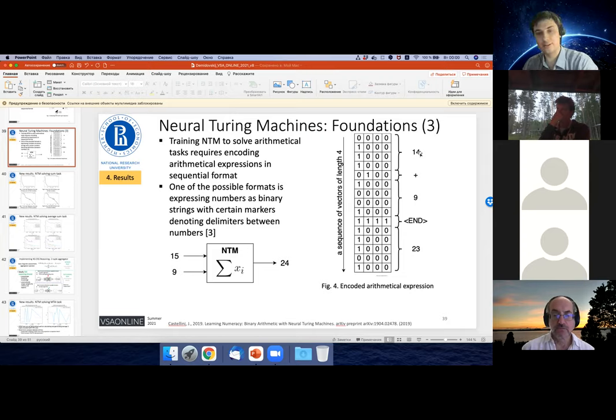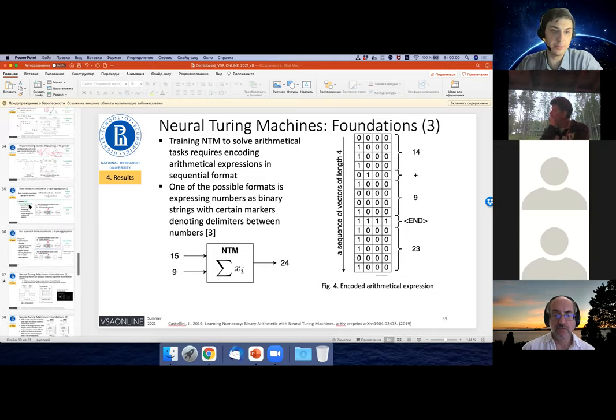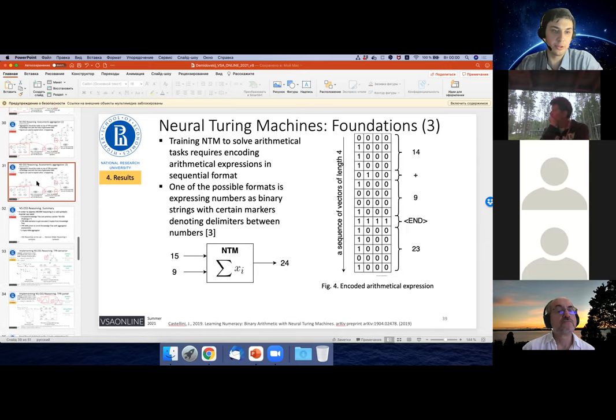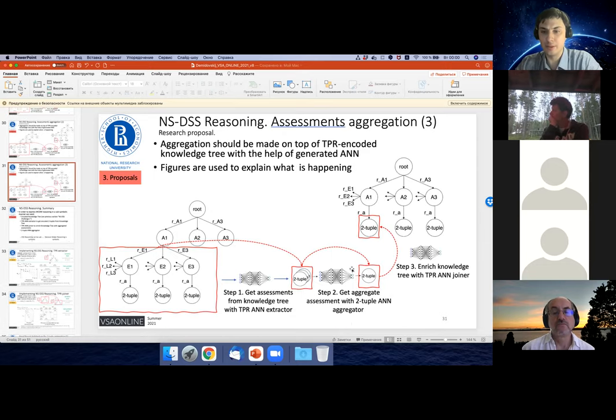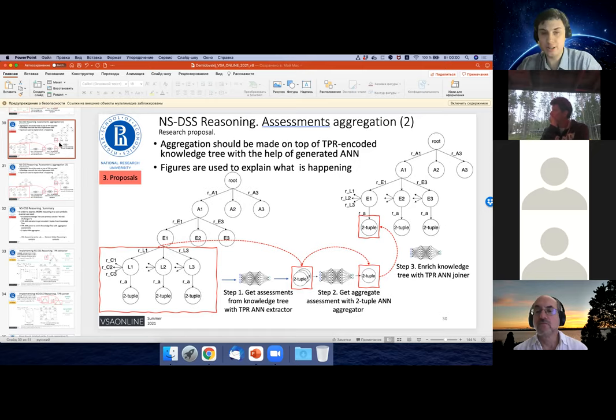And the third thing is that there is no end-to-end training up to this moment. Each system which aggregates the assessments is a separate one. If we take a look here, this element at each level is an independent network. So for the experts, it will learn to assign expert weights. For the criteria, it will assign criteria weights, and so on.